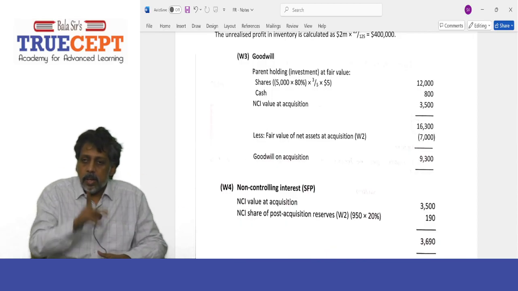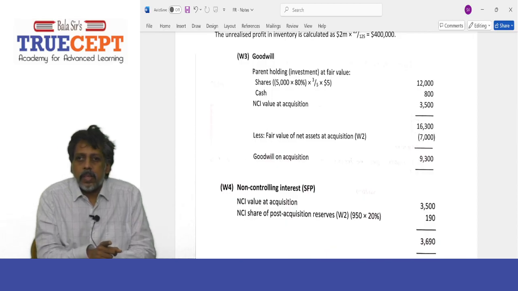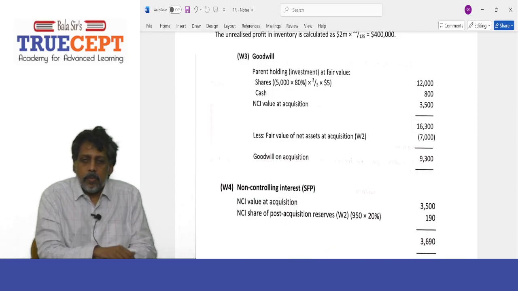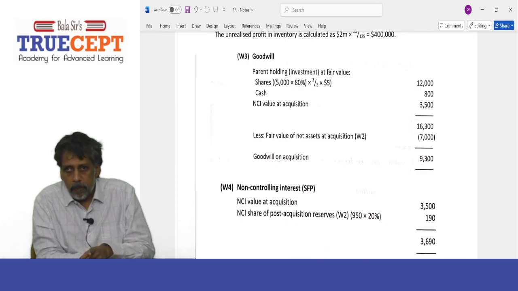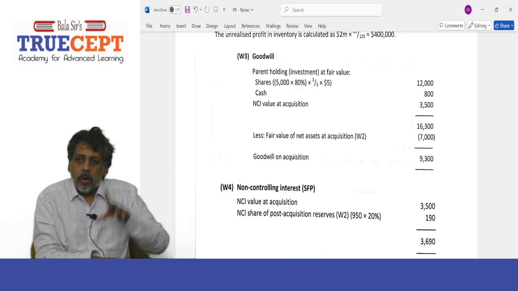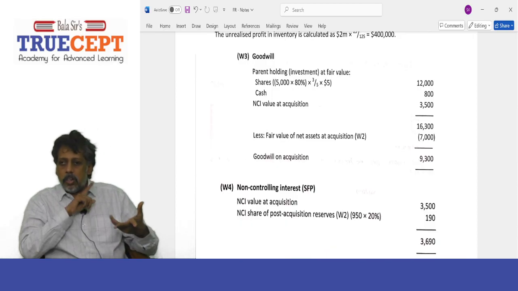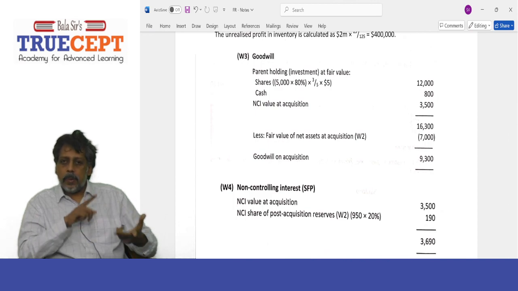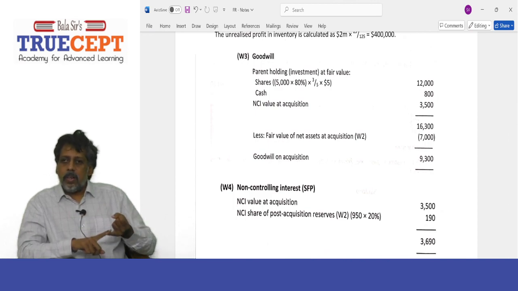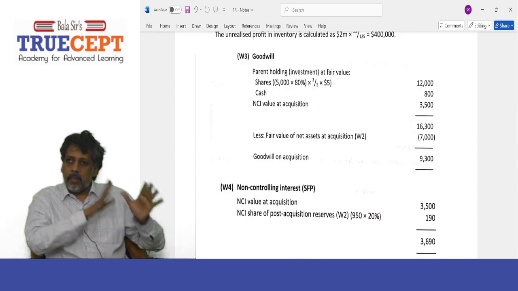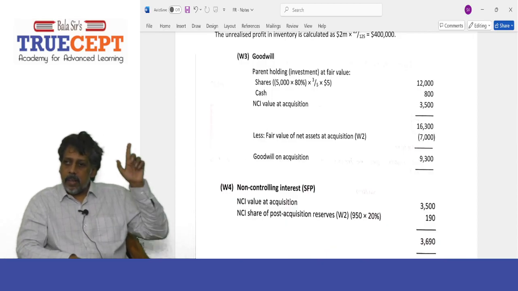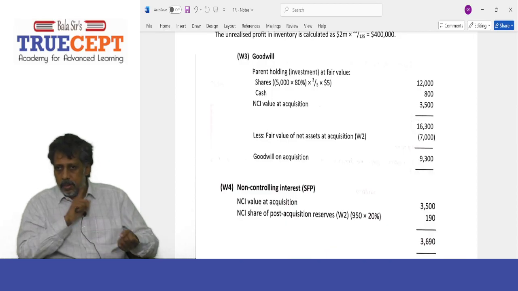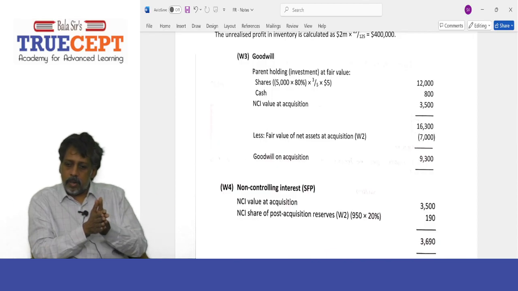2,400 shares into $5 per share. 12,000. When I say 2,400 shares in thousands, fine? Yes, sir. So 12,000 is the consideration paid in shares plus cash payment given as 800. In all, it is going to be 12,800, the fair value of consideration I paid. To this add the fair value of non-controlling interest given as 3.5 million, nothing but 3,500 in thousands. What is the grand total?